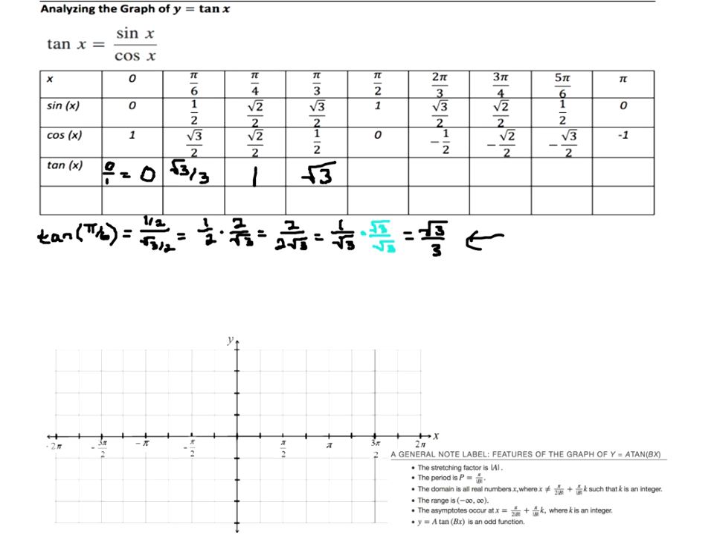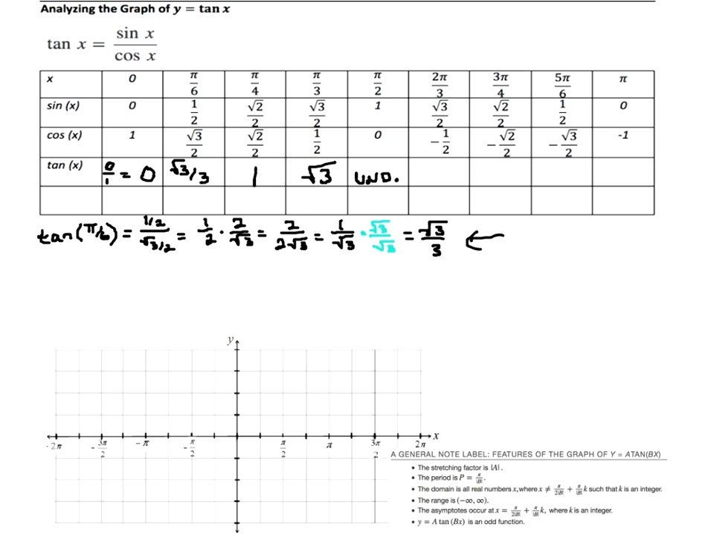Now, notice with the tangent of pi over 2, I have 1 divided by 0. That is undefined, because division by 0 is indeterminate. We have vertical asymptotes that show up when these functions are undefined. And I'll show you a little bit more about that in just a moment.